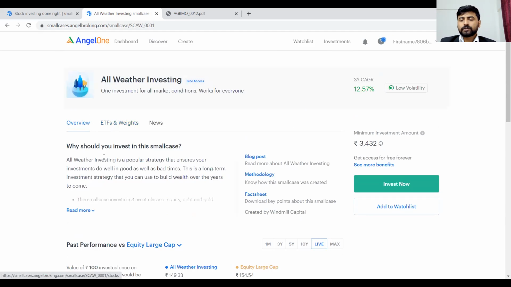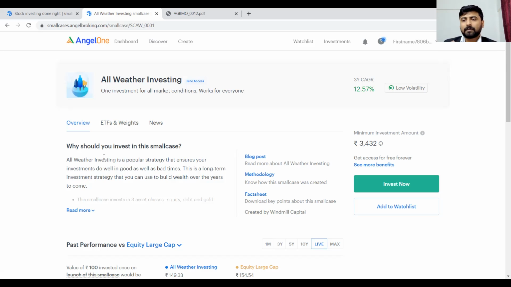Because the exposure in this particular small case is happening in three different asset classes. One is gold, the other one is equity, and the third one is liquid base. So all of them act complementary to each other, and they tend to generally give a very stable performance irrespective of market condition. So even during a bull market, this portfolio is not going to fluctuate very widely and give extraordinary performance during the bull markets.